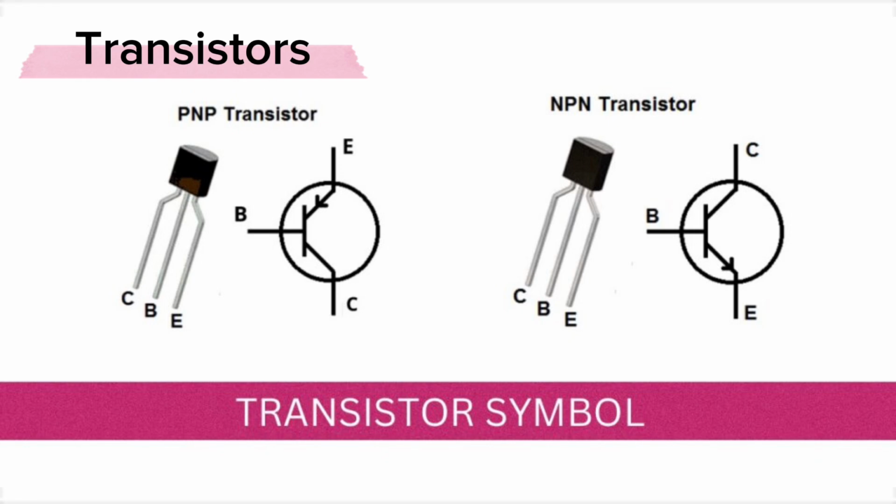There are 2 common types of transistors: NPN transistors, which allow current to flow from the collector to the emitter when a small current is applied to the base, and PNP transistors. These work in the opposite way, requiring a low base voltage to activate.